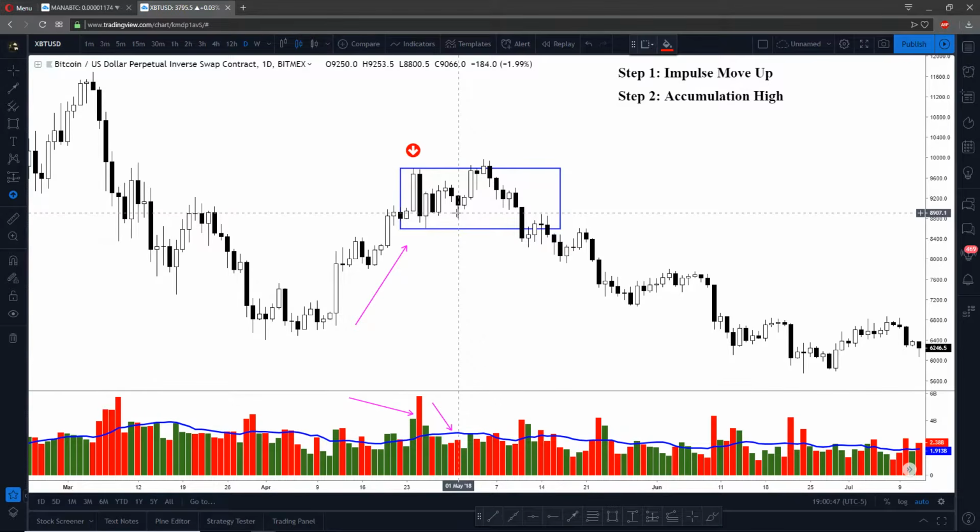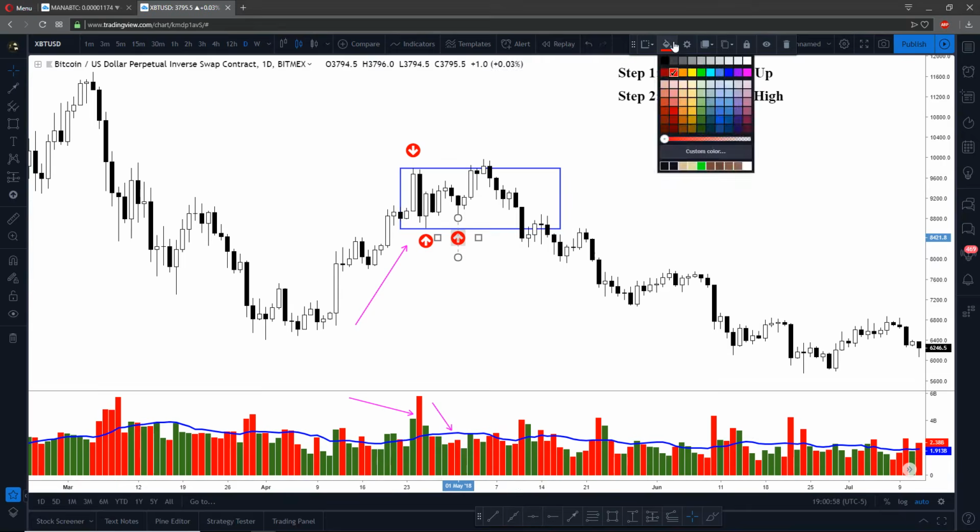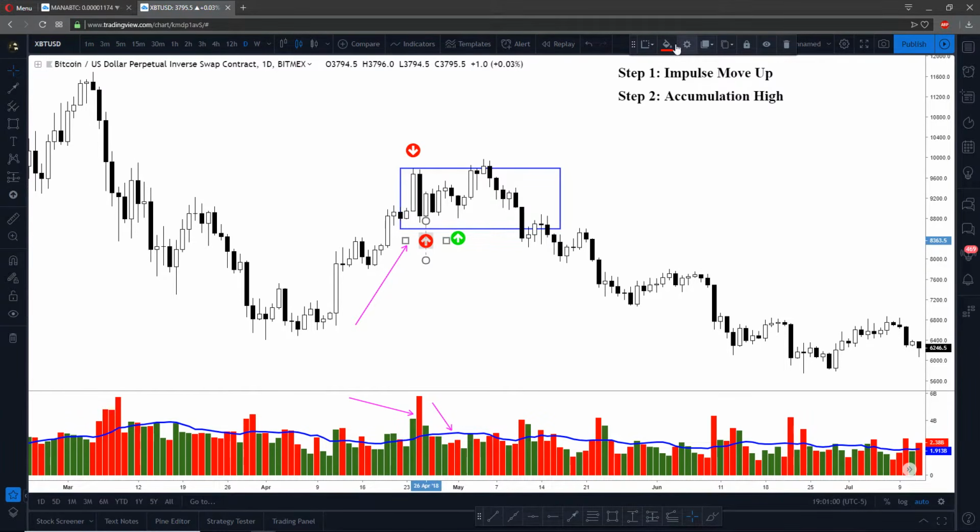So you can take either this fractal here or this one here. I'd probably take this one, but you can mark both of them. So both of these are up fractals because this one has a higher low on this side, 2 candles, and this side here, 2 candles. Same thing for this low here, 2 candles, 2 candles.